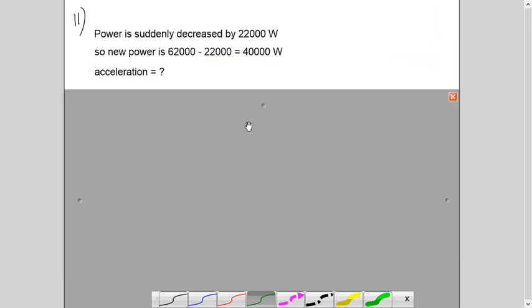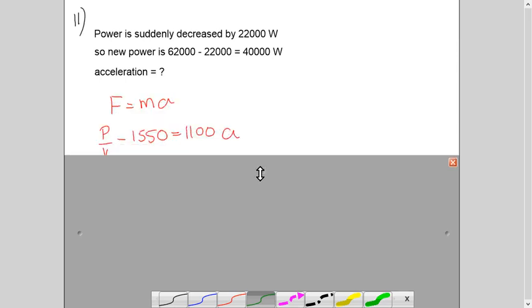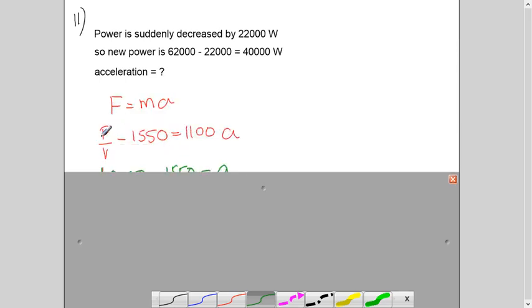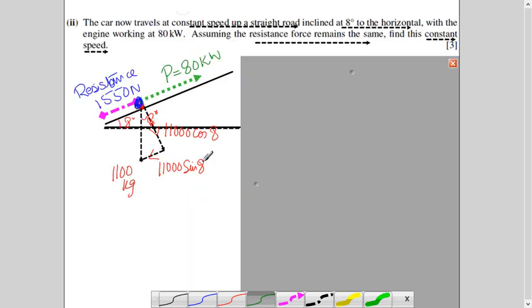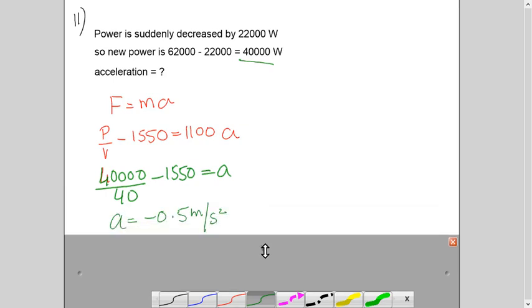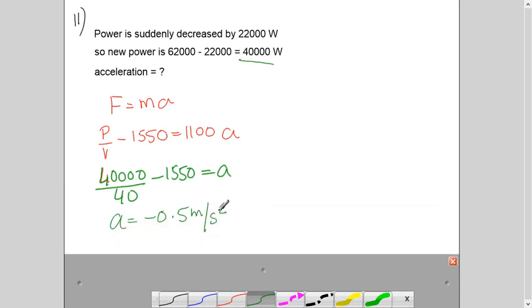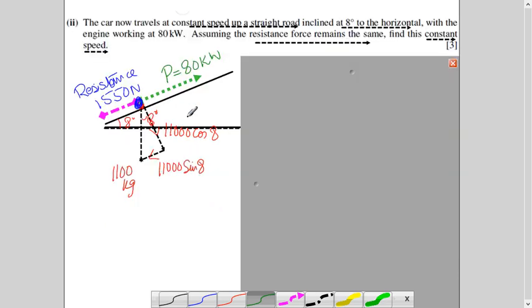So if you apply Newton's second law of motion now, the forward force, which is by the engine of the car, is power divided by velocity, minus the same resistance it is experiencing according to the question. Mass is 1100 kg and acceleration you have to calculate. The new power was 40,000 and velocity was still 40 meters per second. So you will plug in the values and calculate the acceleration, and it is negative because it was decreasing here. So minus 0.5 meter per second squared. Let's see the last part of the question.